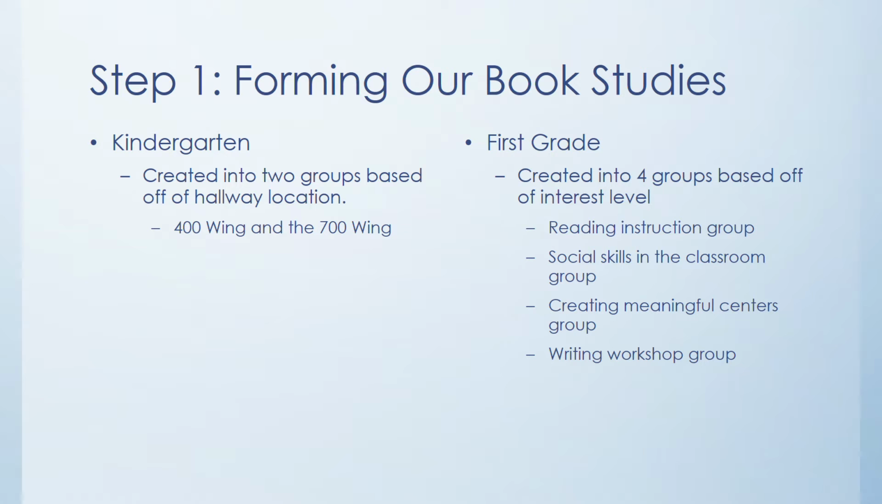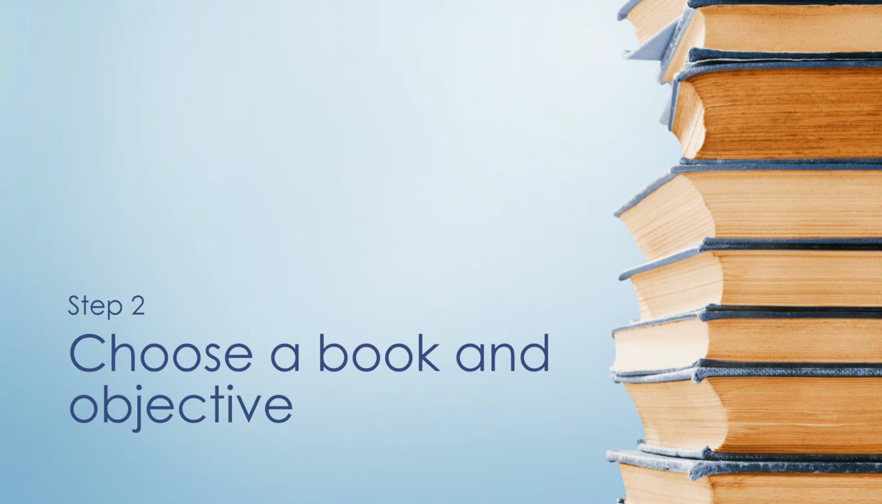If you look here at kindergarten, they created two groups based off of hallway locations, 400 hall and 700 hall. And this was just based off of common planning times and ability to get together. First grade, however, created 4 groups based off of interest levels, and this allowed the teachers to pick and choose which they preferred to read about in order to make their classroom more successful. So we have here a reading instruction group, a social skills and the classroom group, a creating meaningful centers group, and a writing workshop group.